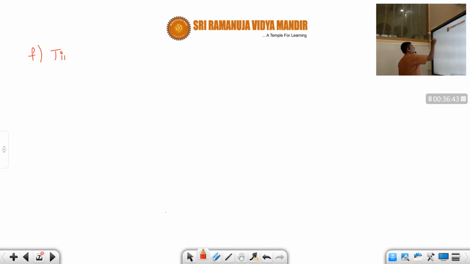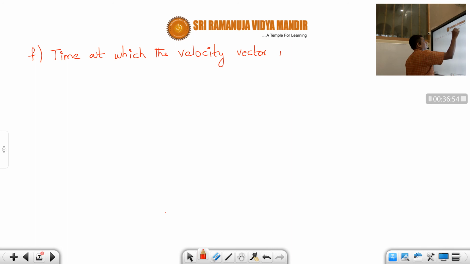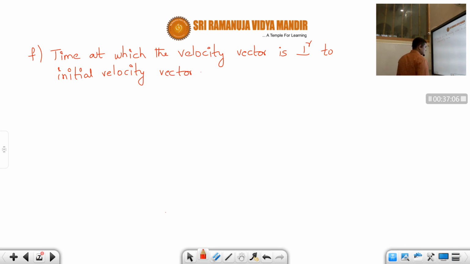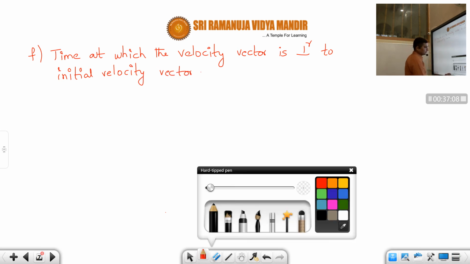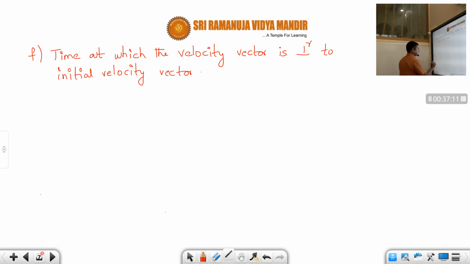I am writing the question again. Time at which the velocity vector is perpendicular to initial velocity vector. This is the symbol for perpendicular. So now students, first understanding this question is very, very important. So first let us see.